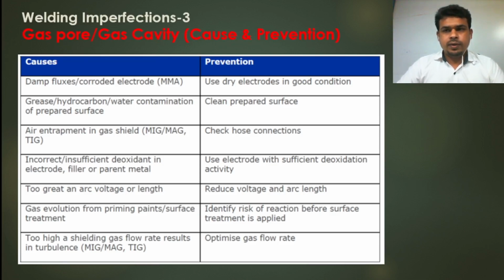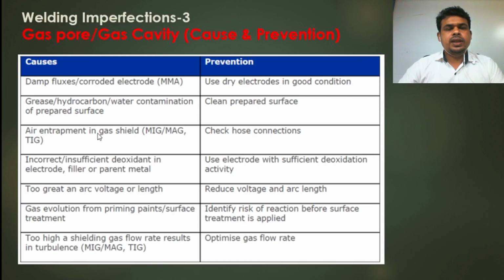So for this same reason, how can we prevent it? Use dry electrodes in good condition. So we should use all the electrodes in dry and good condition. Next: grease, hydrocarbon, water contamination or an unprepared surface. If the welding surface has grease, hydrocarbon, water contamination or is not prepared, then there can be gas pores or gas cavities. So how do we prevent it? Clean the prepared surface. The surface must be cleaned properly, then we do the welding, otherwise it can cause this problem.